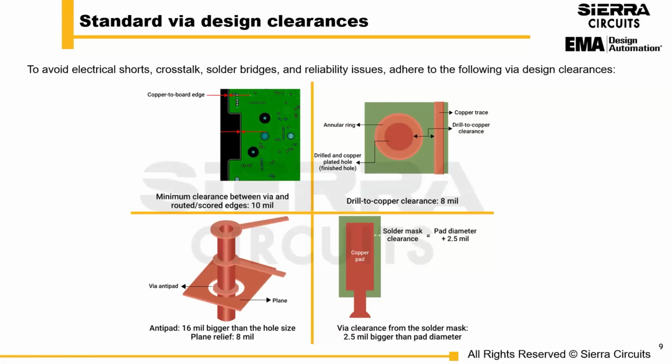So we have some standard via design clearances listed out here to avoid electrical shorts, crosstalk, solder bridges, and reliability issues. And you can implement these 4 via design clearances. The first one is the minimum clearance between via and routed or scored edges is 10 mil. You can incorporate at least 8 mil of drill to copper clearance. The antipad should be 16 mil bigger than the hole size, and the plane relief should be 8 mil. The clearance from the solder mask should be 2.5 mil larger than the pad diameter.